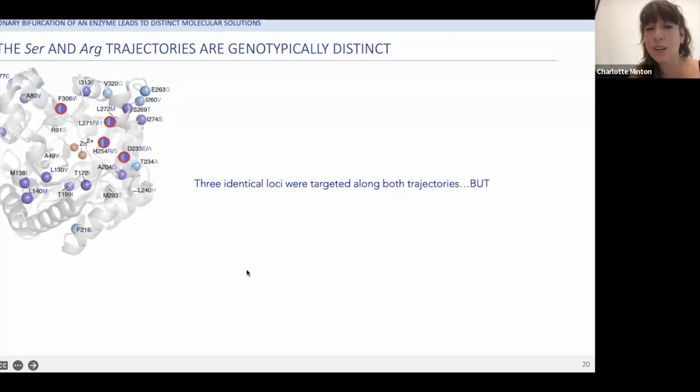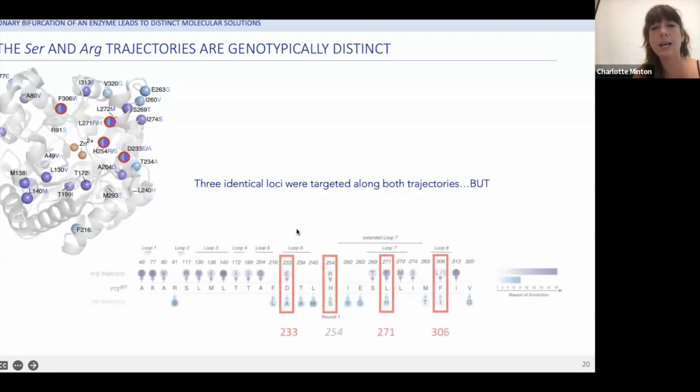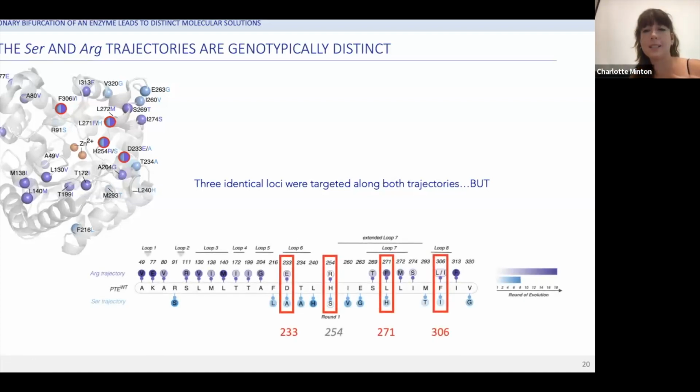The thing that was striking at first is that 3 identical loci are targeted along both trajectories. So position 306, 271, and 233 were mutated in both trajectories. The thing that's interesting is that they were mutated to different amino acids. So that was a bit striking. So we decided to study whether there is a reason for these different amino acids at these positions.